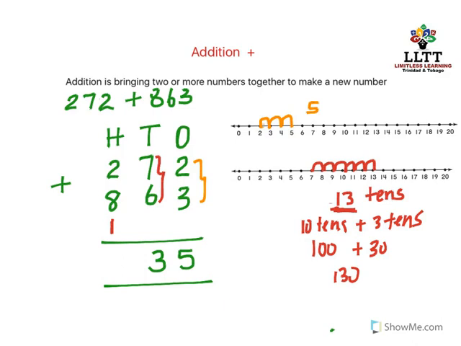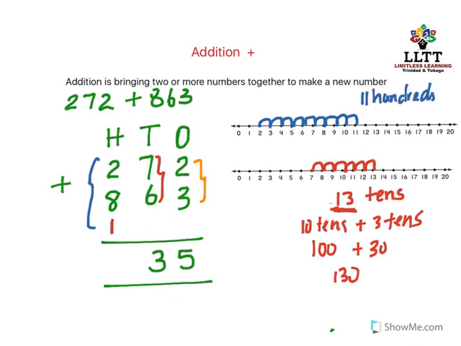So now I have to go and add my hundreds. That's this column here. So I'm going to use this number line on the top here. So I'm starting at 2. I'm adding 8, so I'm going 8 to the right. That's 1, 2, 3, 4, 5, 6, 7, 8. And then I'm going to add 1 more. I added 8. And then I added an extra 1. That gives me 11. So that is 11 hundreds.